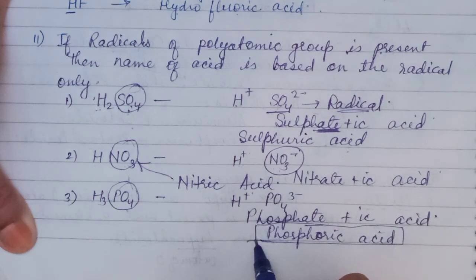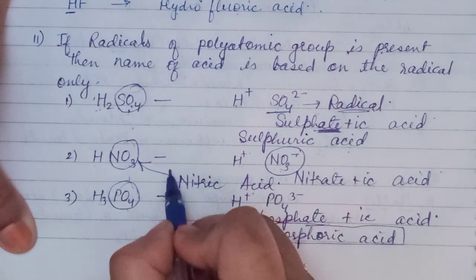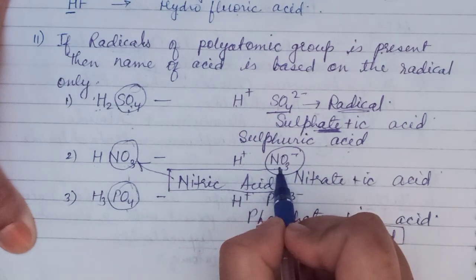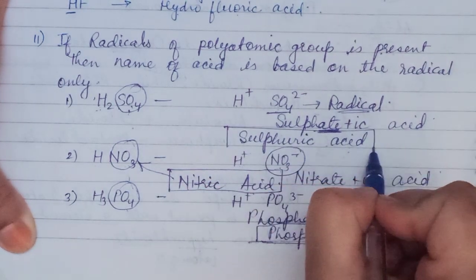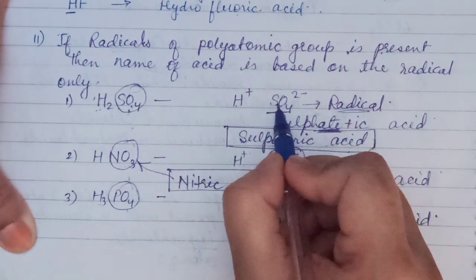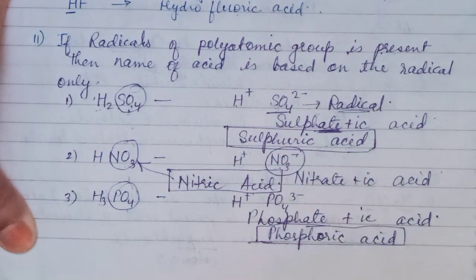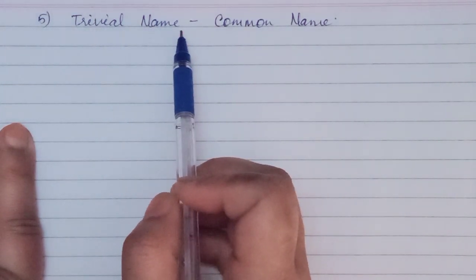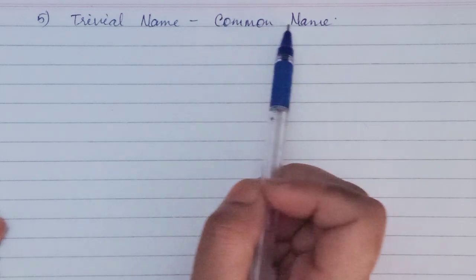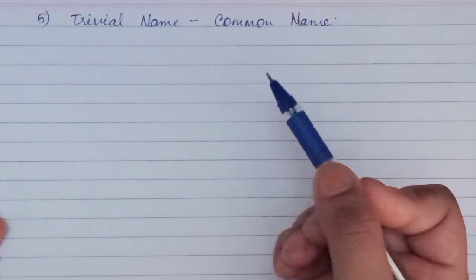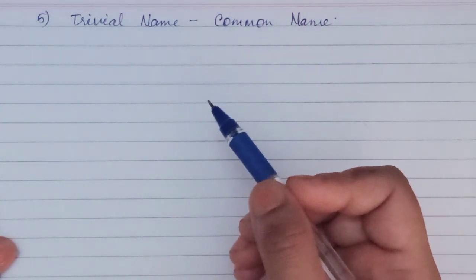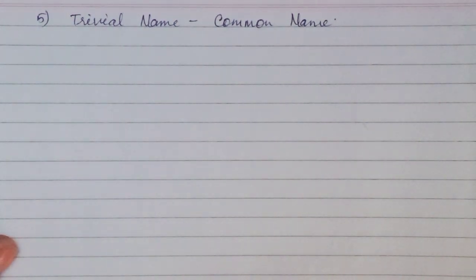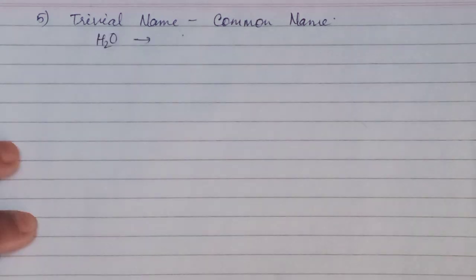Ic acid is added to radical. This one is nitric acid. Ic acid is added to radical, and this one is sulfuric acid. Ic acid is added to radical sulfate. Clear? Next is trivial name. Trivial name is common name. Common name is used worldwide, and the chemical name is not used. The common name is used and it is understood by all over the country.